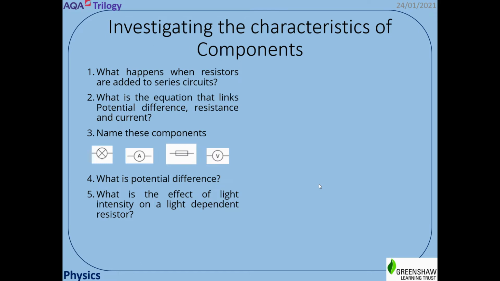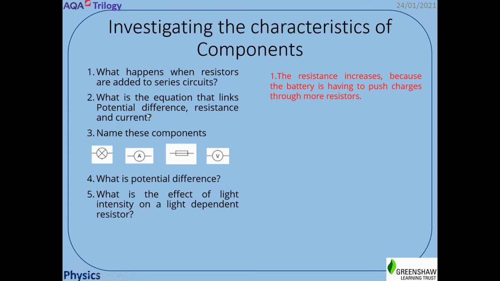Okay, welcome back, Year 10. Make sure you've got a green pen in your hand and let's go through your answers to those. So, what happens when resistors are added to a series circuit? And the answer is the resistance increases. The battery is having to push the charges through more resistors.